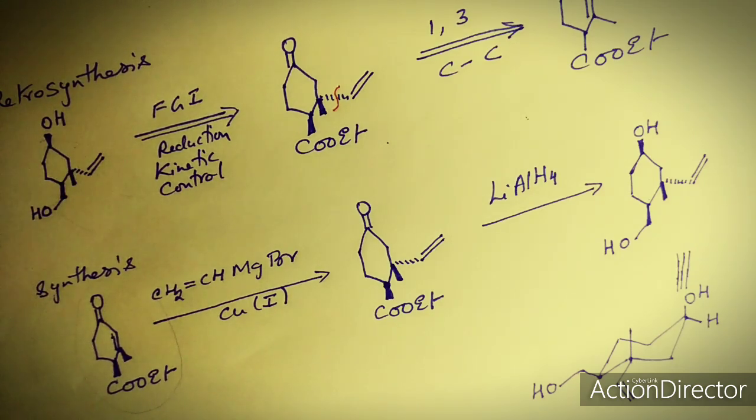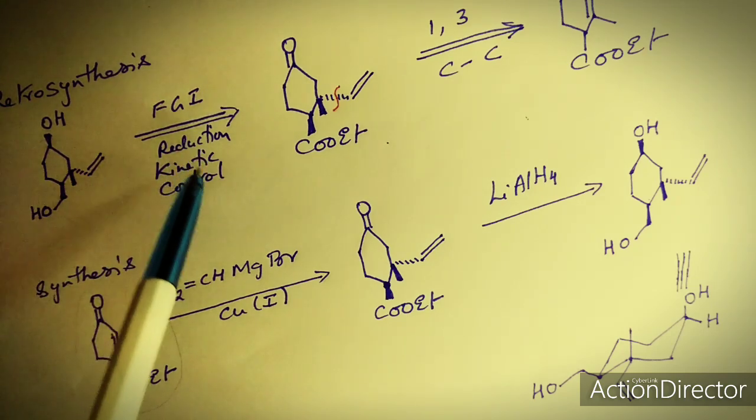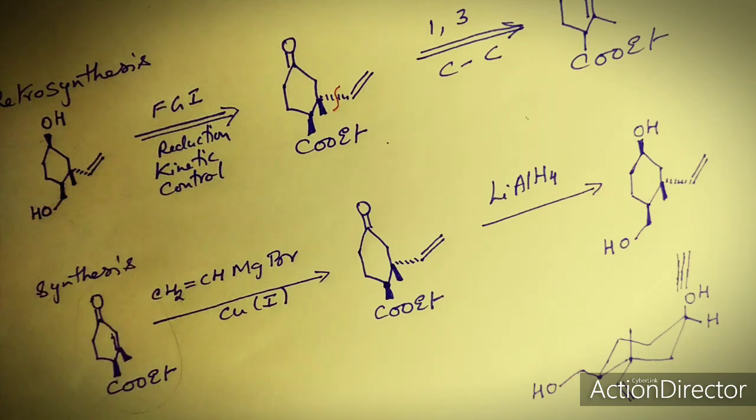But in this case, an axial one is formed, because the attack of this lithium aluminium hydride is from the less hindered site, and therefore this alcohol is formed.